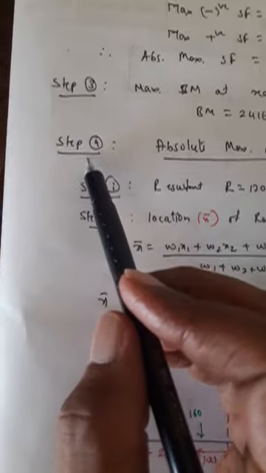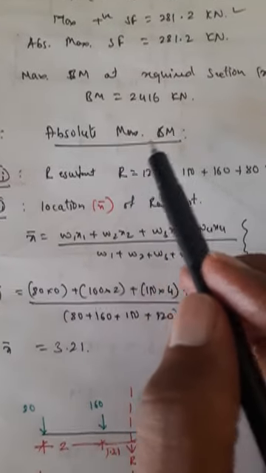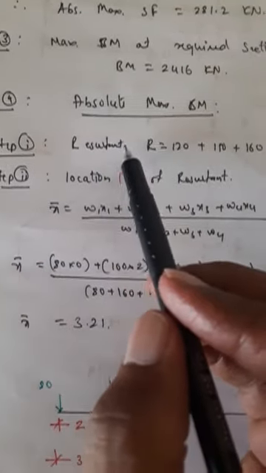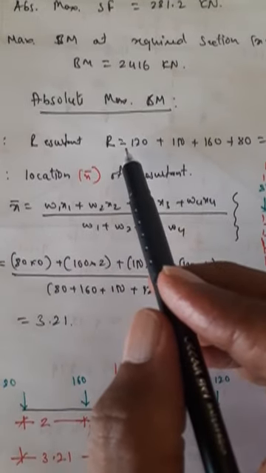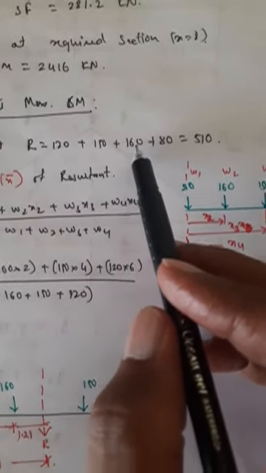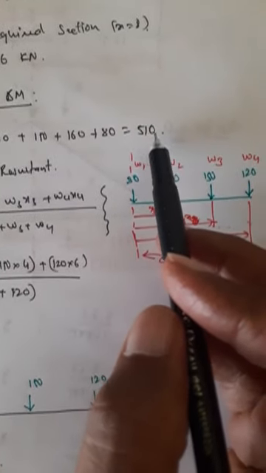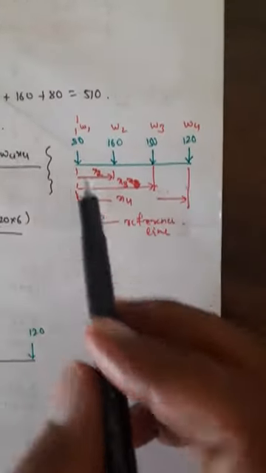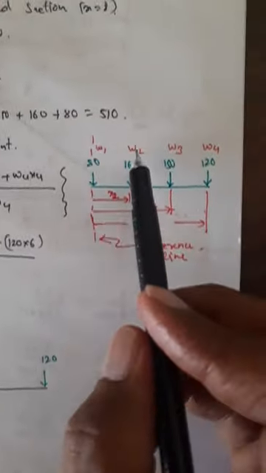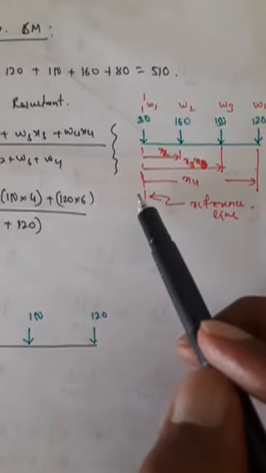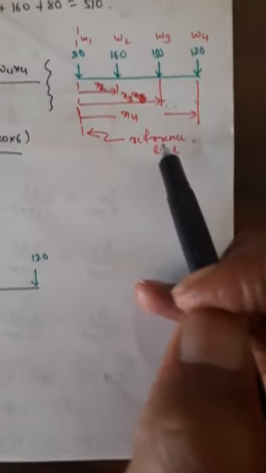So next step, calculation of absolute maximum bending moment. So under that step 1, resultant R. So resultant R is summation of all the loads, 120 plus 150 plus 160 plus 80, 510 kilonewtons. Now draw a small diagram. Show W1, W2, W3, W4. Mark the distance. So this is my reference line.